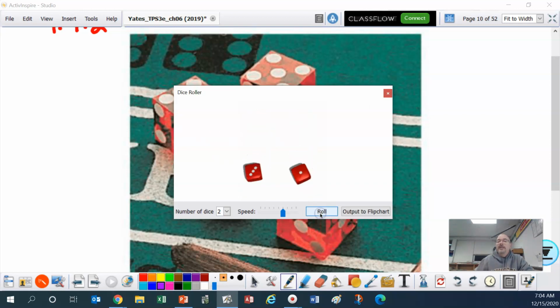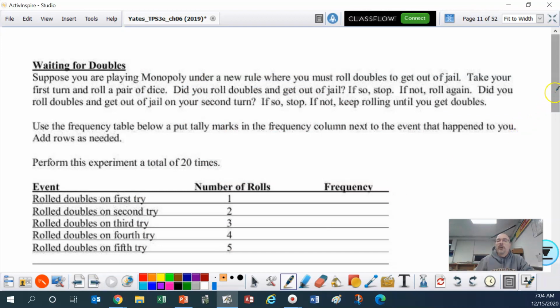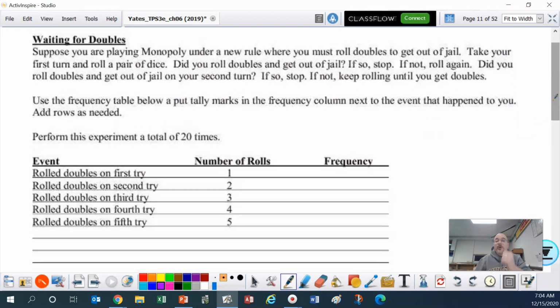So we've got the idea of rolling the dice. And this is really cool. If I would click this output to a flip chart, it would actually record what is being rolled, but we're not going to do that. So here we go. Waiting for doubles. Suppose you are playing Monopoly under a new rule where you must roll doubles to get out of jail. I don't think that's a new rule, is it? Take your first turn and roll a pair of dice. Did you roll doubles and get out of jail? If so, stop. If not, roll again. Did you roll doubles and get out of jail on your second turn? If so, stop.